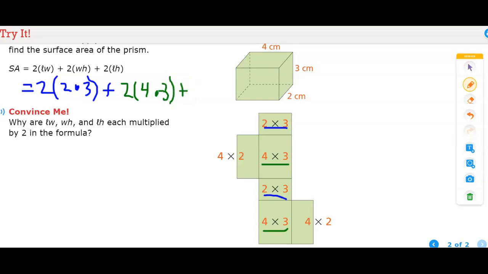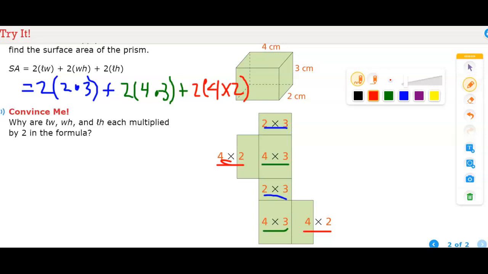Then we have the last pair, and that will be these two. So 2 times 4 times 2. Now we actually have to multiply them all. So parentheses first. 2 times 3 for the first is 6. 6 times 2 is 12. 4 times 3 is 12, times 2 is 24. 4 times 2 is 8. 8 times 2 is 16.